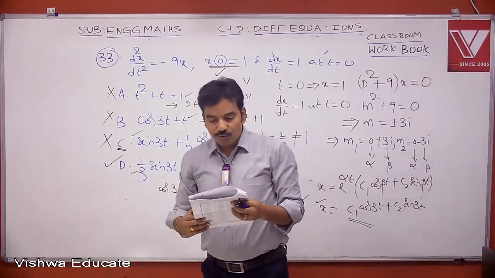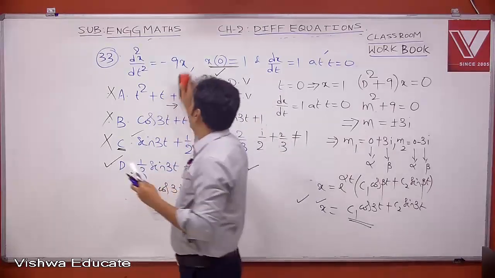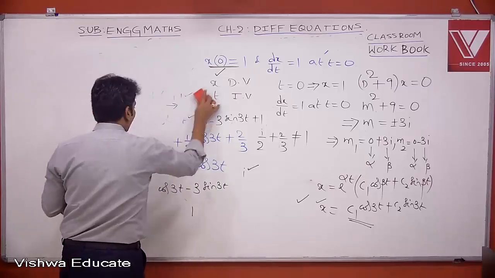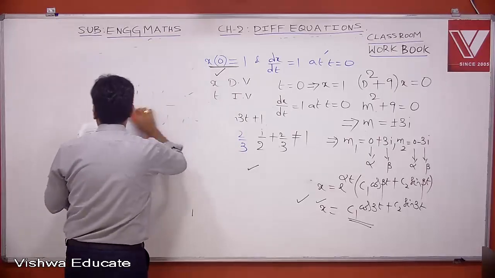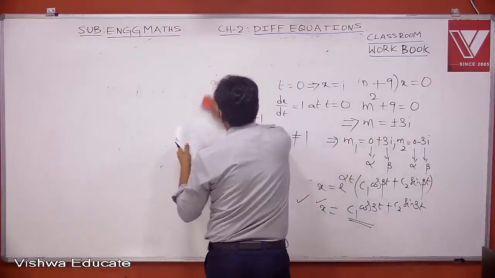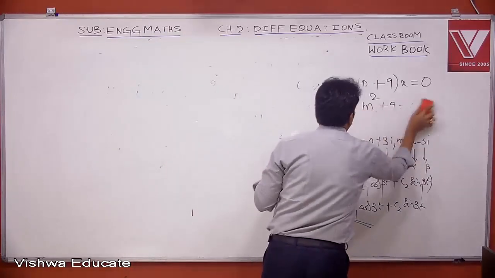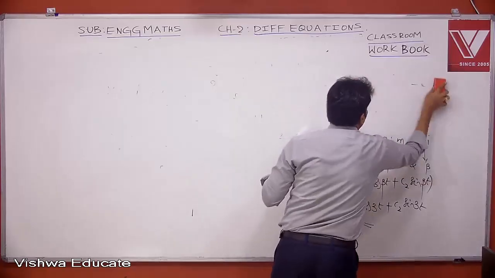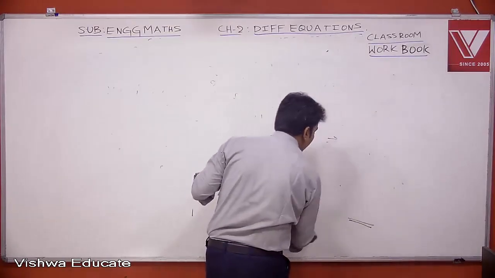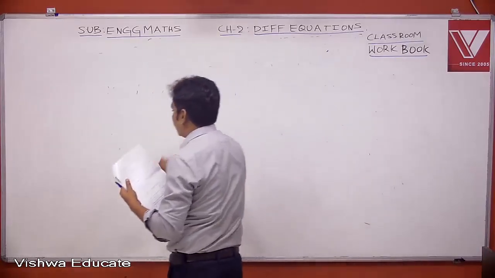Now let us move to question number 34. What is the general solution of d square y by dx square plus y equals 0 with the two initial conditions? Even in question number 34, the particular solutions are given directly. So let us try to verify the boundary conditions in this case also. Let me write it out.